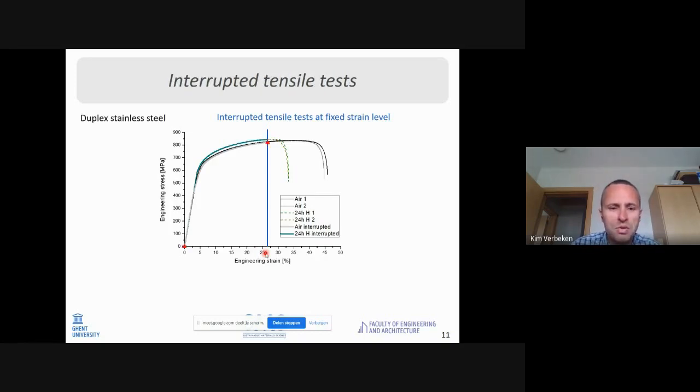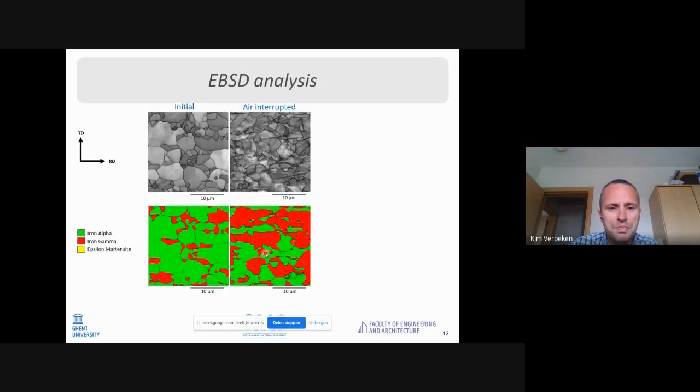So first, for our duplex stainless steel, we have the interrupted test in air, and then we took the specimen and went to the scanning electron microscope in order to do EBSD measurements, so electron backscatter diffraction measurements.